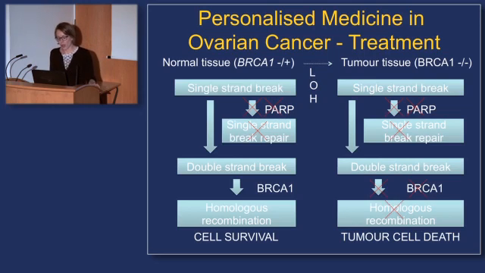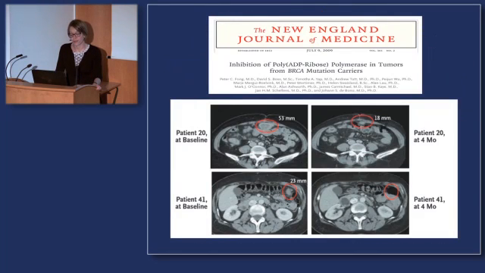But if you give those PARP inhibitors to women with ovarian cancer, the tumour cells don't have that rescue pathway because they have no functioning BRCA. And that means that the tumour cells will die. And it works. So in these women, giving PARP inhibitors causes a significant response at just 4 months of treatment.